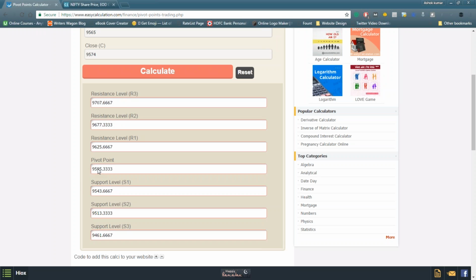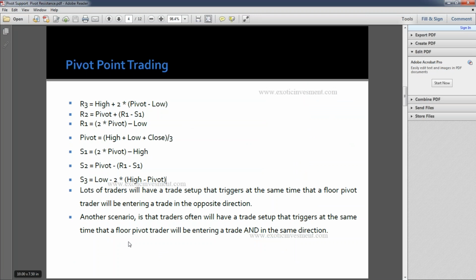If it opens at the pivotal level, the market can move either way. It can move up or down. When it is moving down, you will find the supports over there. When it is moving up, you will find the resistance over there. So you have to wait for confirmation if it actually opens around the pivot point level itself. Yeah, these are the calculations.